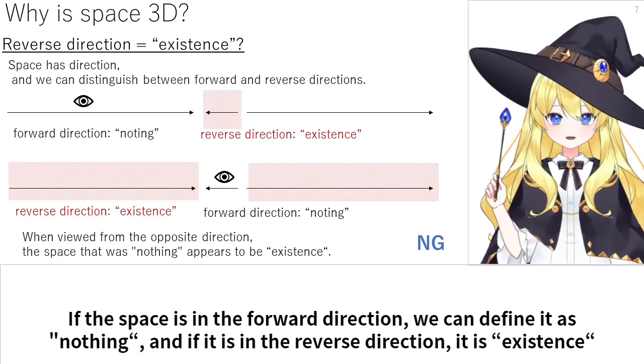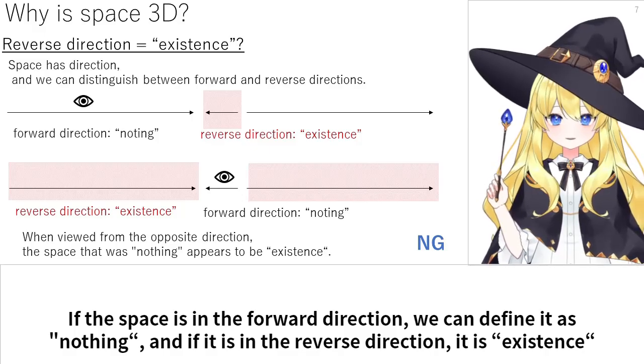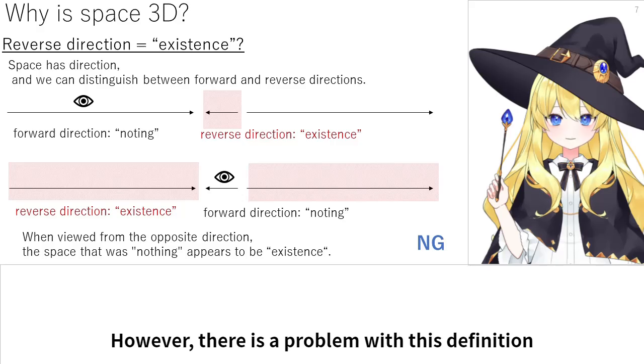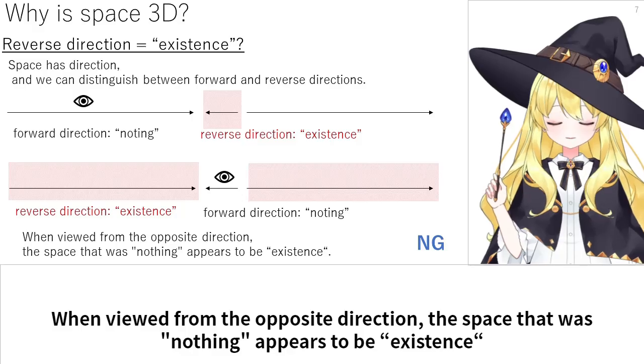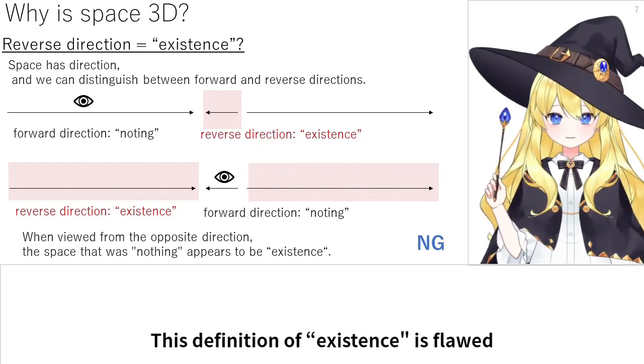Let's imagine a situation where the direction of only a certain range of space is reversed. If the space is in the forward direction, we can define it as nothing, and if it is in the reverse direction, it is existence. However, there is a problem with this definition. When viewed from the opposite direction, the space that was nothing appears to be existence. This definition of existence is flawed.